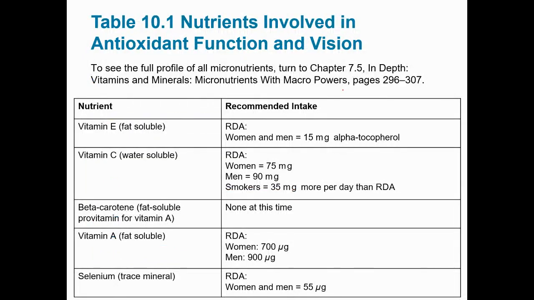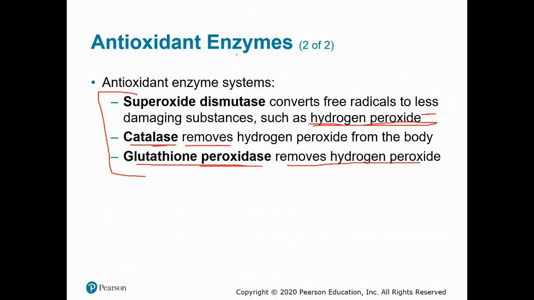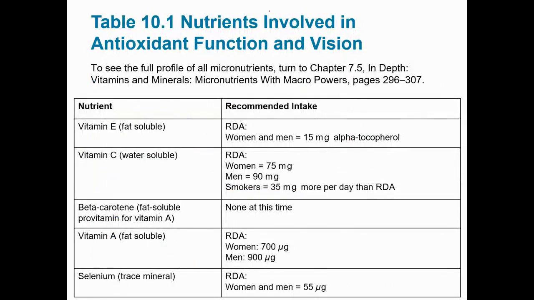I think I'm realizing here I misspoke just a second ago. I tried to imply that hydrogen peroxide can be a free radical, but actually hydrogen peroxide is the less damaging molecule to which some free radicals will be converted. And then hydrogen peroxide is what gets removed from the body. So just clarifying that.